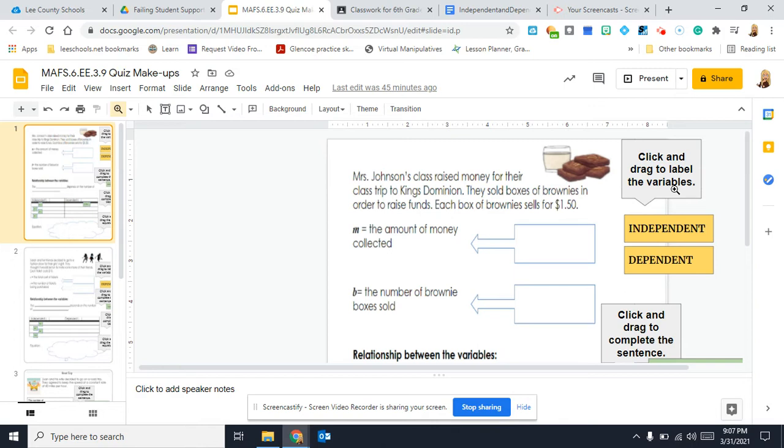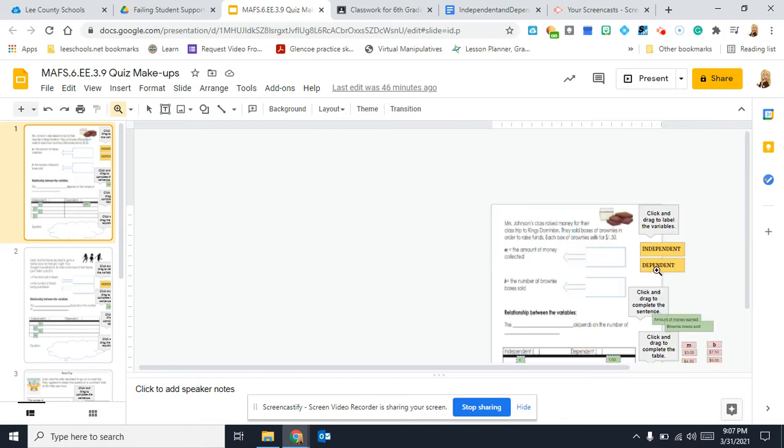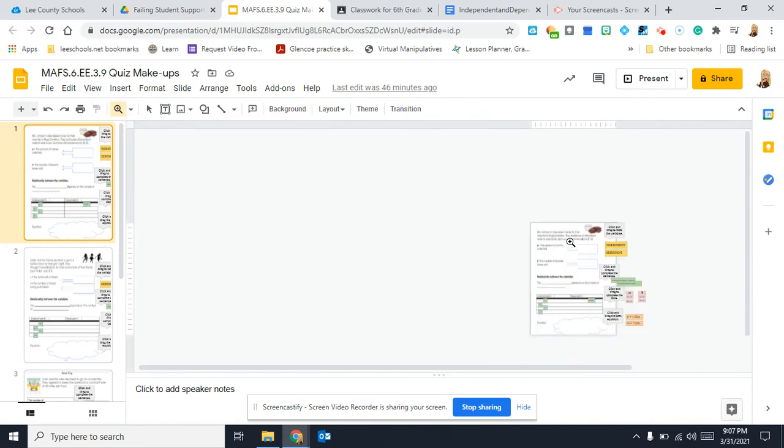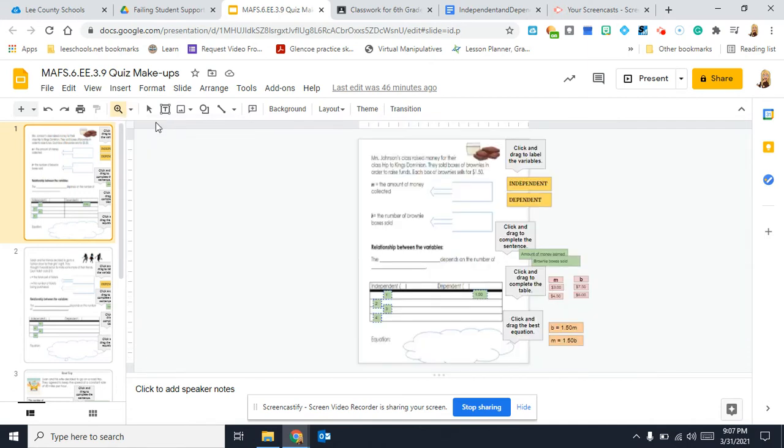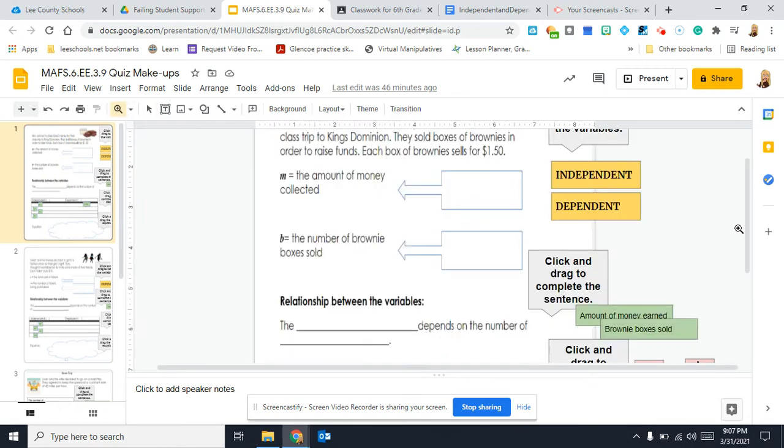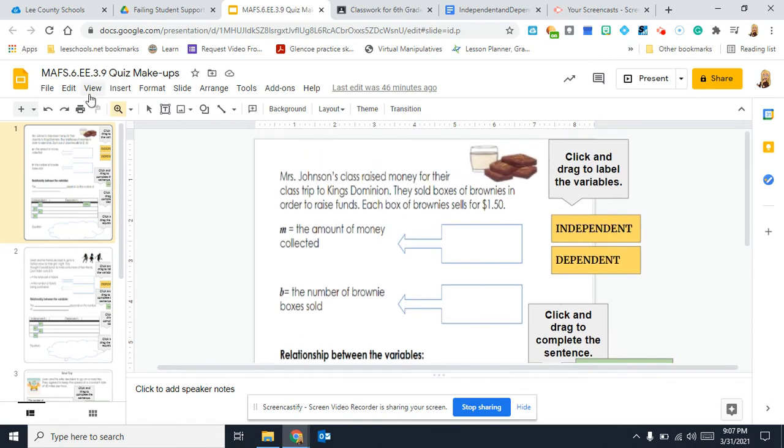So in this scenario, the amount of money collected is... and see, I'm glad that I made that mistake because I had my zoom still selected. Oops, now I'm zooming out instead of in. So I want to make sure that I select my cursor so I can actually move things around. So make sure you're on your little arrow. I'm glad that happened so you saw how to fix it.